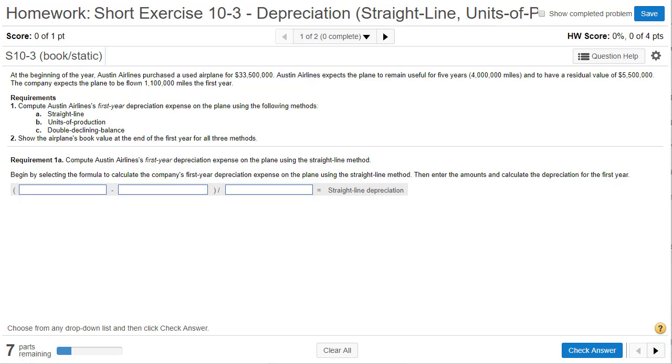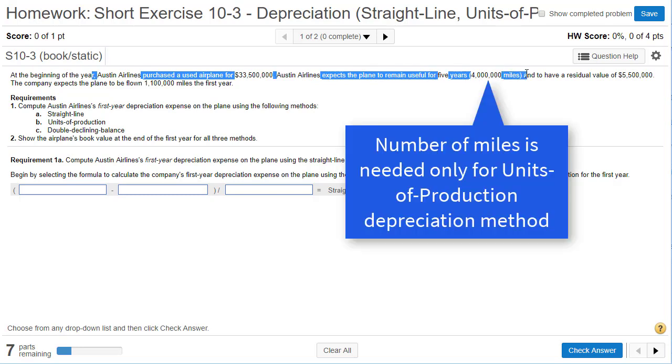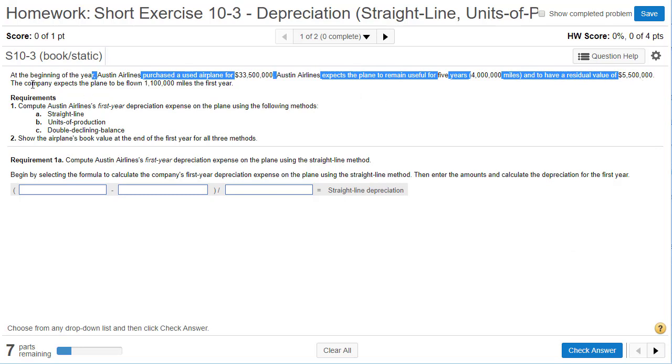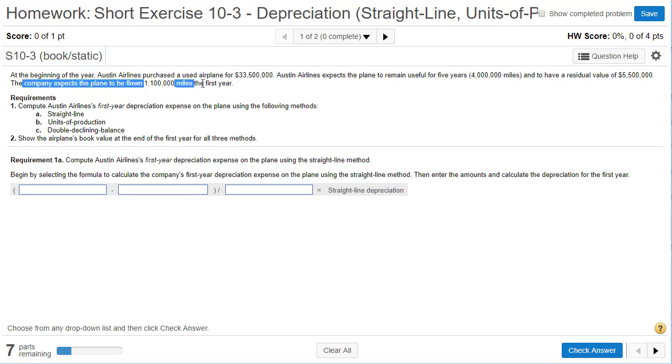Short exercise 10-3. We're going to calculate depreciation for an asset using 3 different methods of depreciation. At the beginning of the year, Austin Airlines purchased a used airplane for $33.5 million. Austin Airlines expects the plane to remain useful for 5 years or 4 million miles, depending on which method of depreciation they're going to be using, and have a residual value of $5.5 million. The company expects the plane to be flown 1.1 million miles the first year.